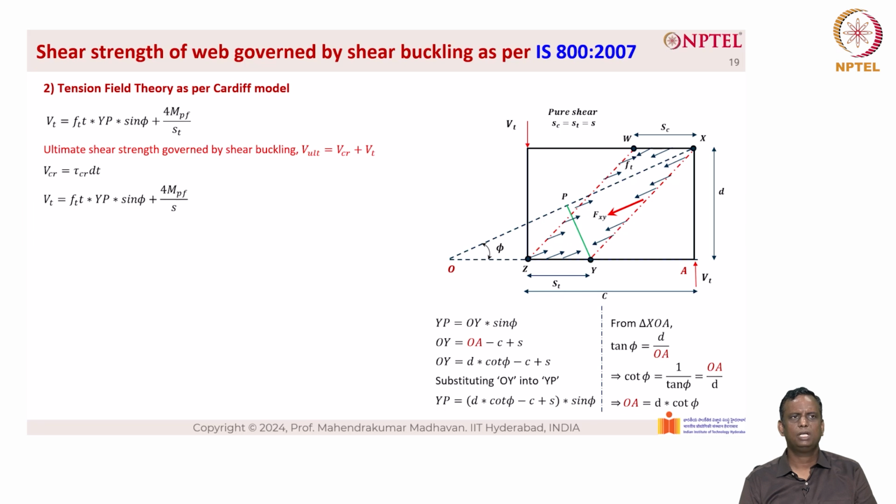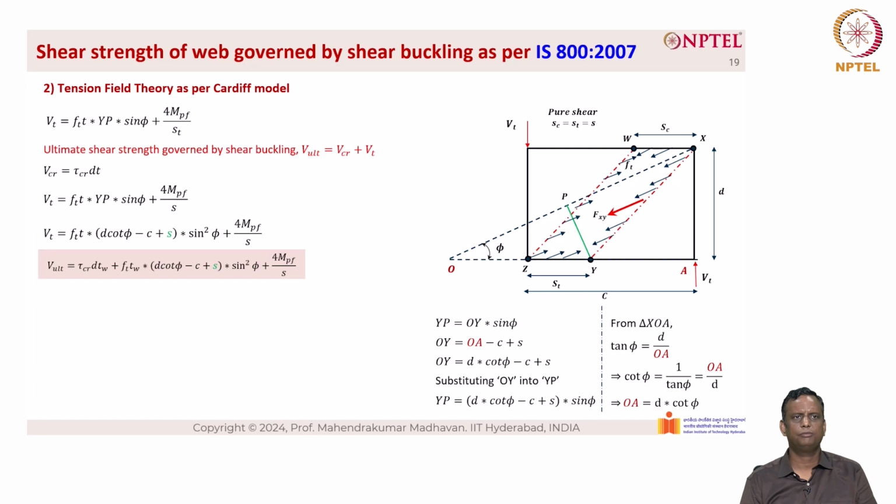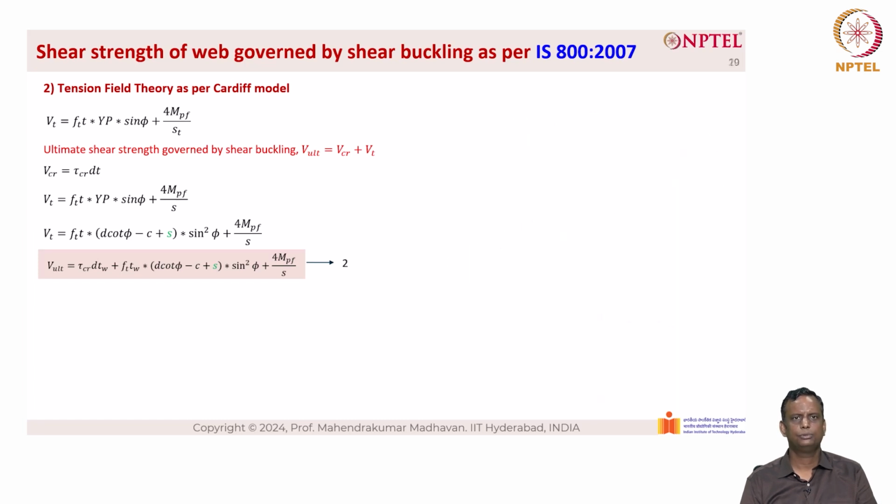Now Vt equal to F sub T into Yp into sin phi plus 4 MPF by S. Now let's substitute Yp in this above equation. We have Vt equal to F of T into D cos phi minus C plus S into sin phi, which becomes sin square phi plus 4 MPF by S. So we have V ultimate is equal to tau critical into D into Tw plus F of T into Tw into D cot phi minus C plus S into sin square phi plus 4 MPF by S. Now this becomes equation 2.